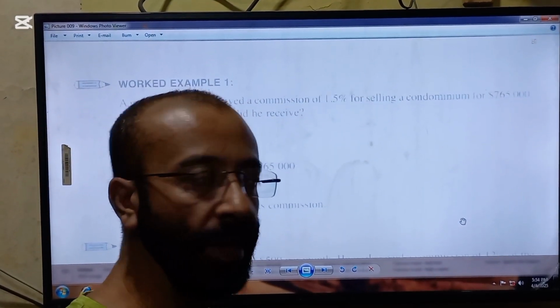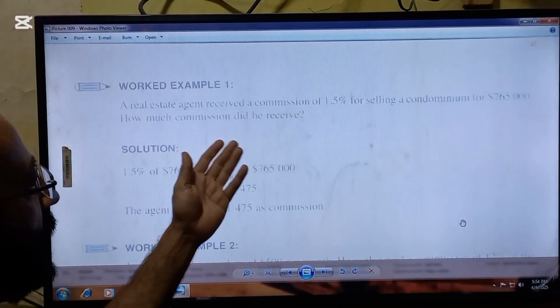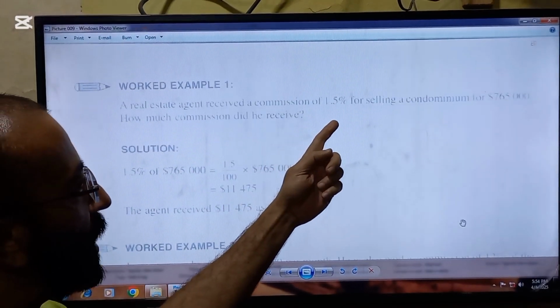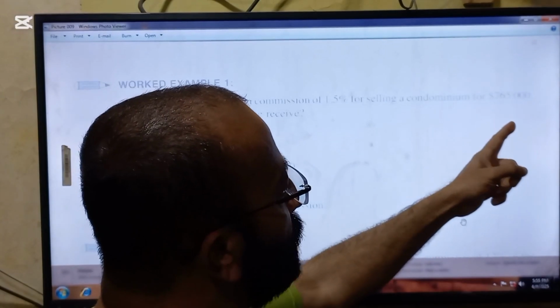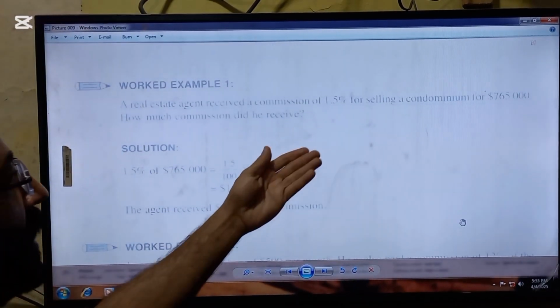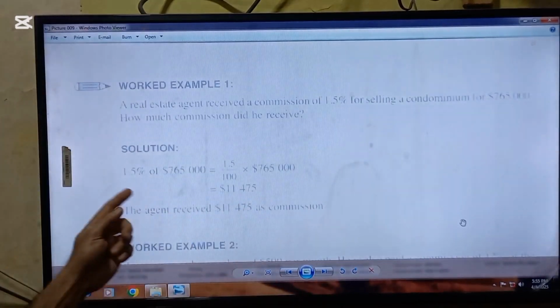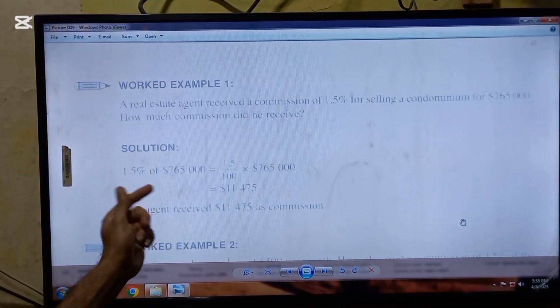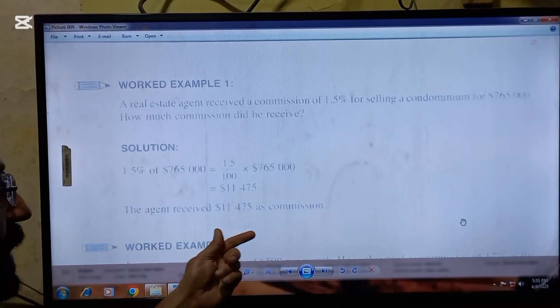Here is a question to understand this kind of category. A real estate agent received a commission of 1.5% for selling a condominium for $765,000. How much commission did he receive? So 1.5% of this one will be the answer. So 1.5% of this, and after solving you will get an answer of this. So this is the agent's commission.